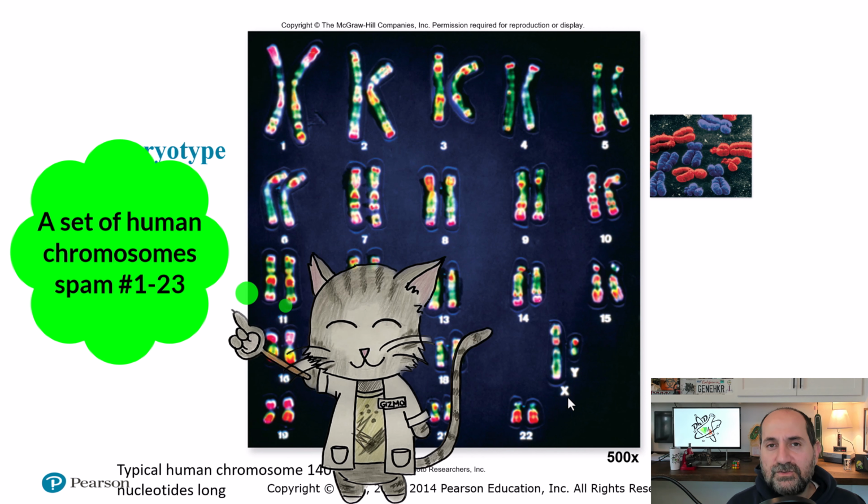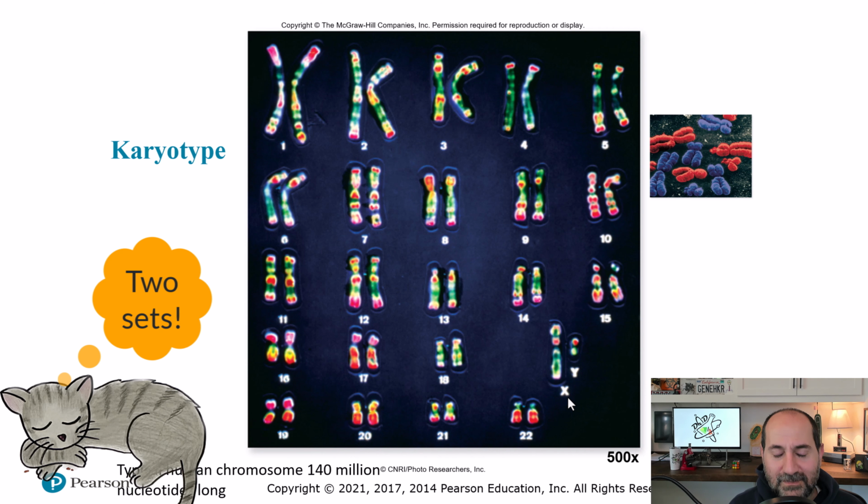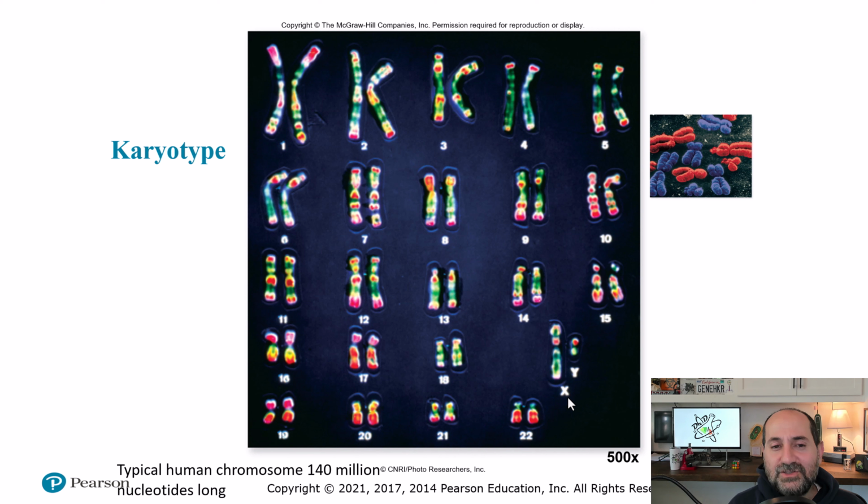So if chromosome 1 through 23 is called a set, then how many sets of chromosomes do humans typically possess? That's right, Wicket. Two sets. Two sets of 23. Now, let me ask you this. Why do you think you have two chromosome 1s, two chromosome 2s, two chromosome 3s? In a typical cell, why would you have two of each chromosome?